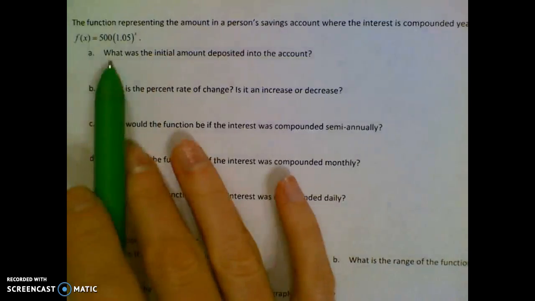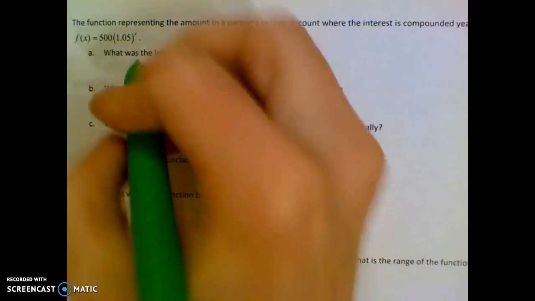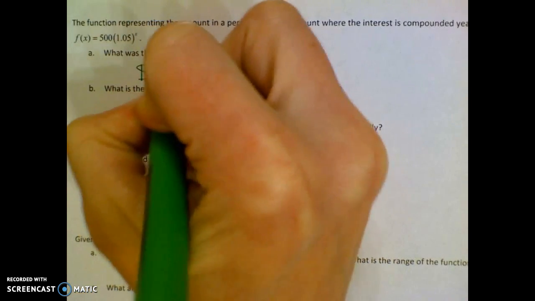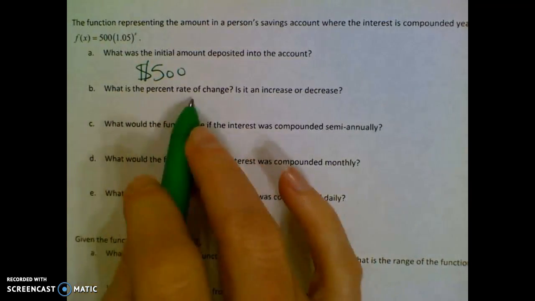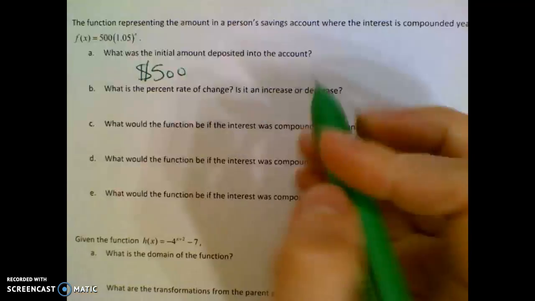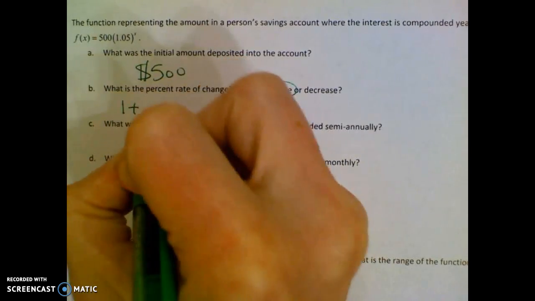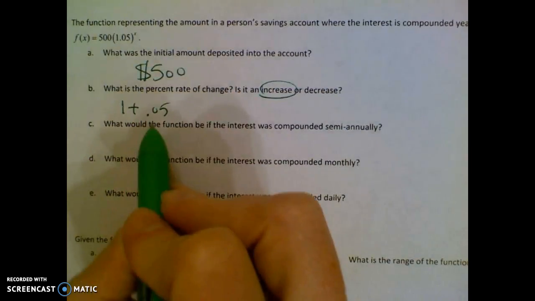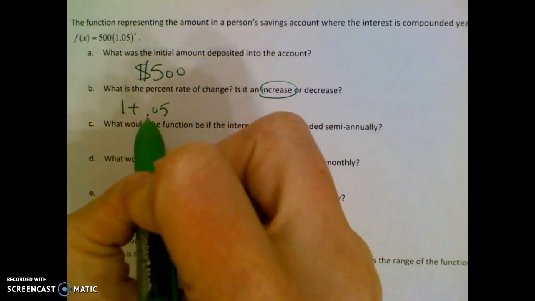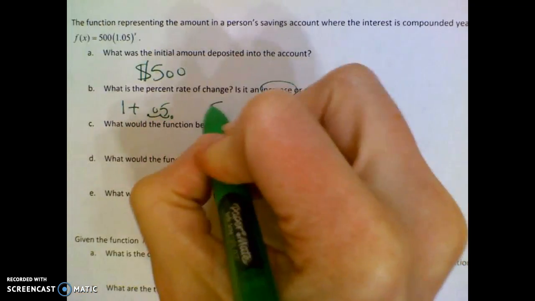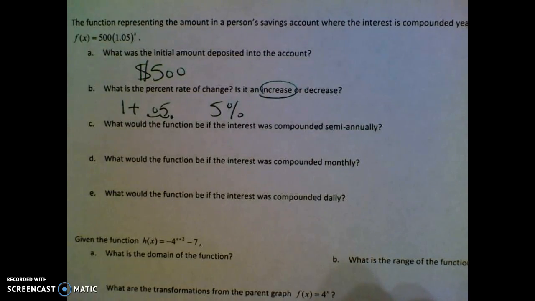All right, question 7 has several parts. You can read through. What's the initial amount? That's just going to be that A value. So that's going to be $500. What is the percent rate of change? Well, firstly, it's going to be an increase because it's more than 1. So it's 1 plus 0.05. And I just got to change that 0.05 back into a percent. So just move it over 2 places. You're going to get 5%.